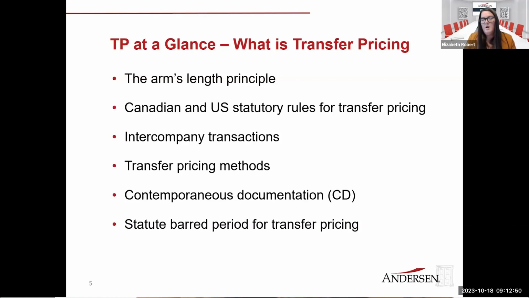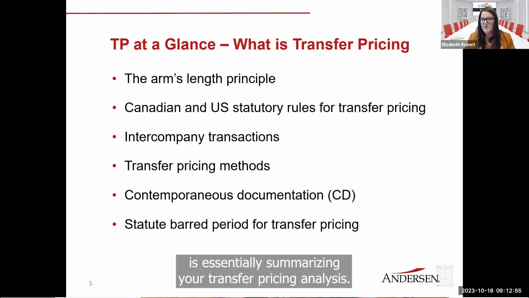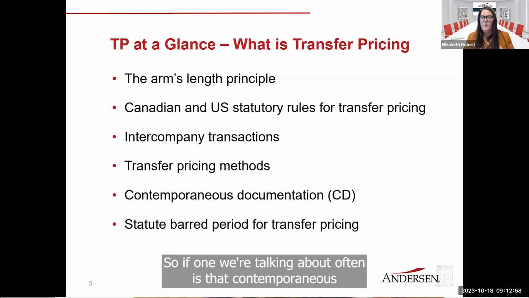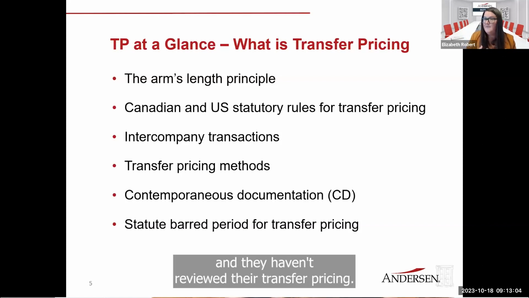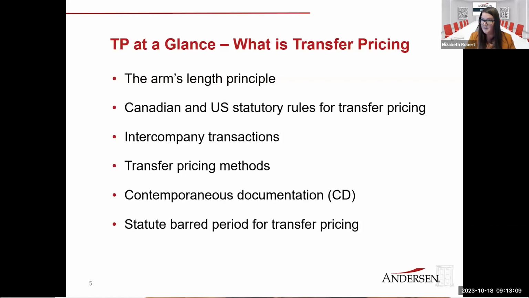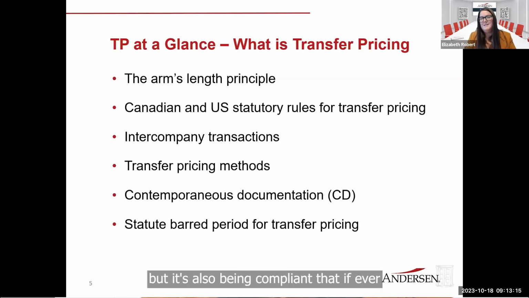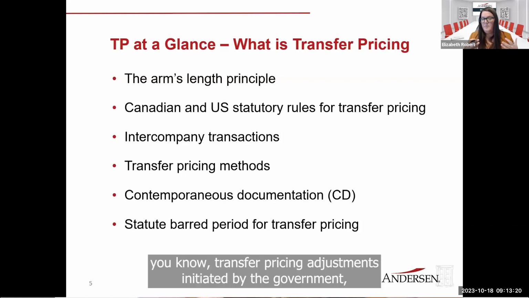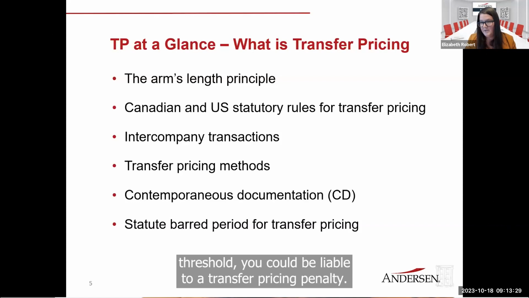Yeah. So, at a baseline, the documentation is essentially summarizing your transfer pricing analysis. So what we're often talking about is that without contemporaneous documentation, they don't have analyses and they haven't reviewed their transfer pricing. So it could mean that they're overpaying or underpaying tax in a certain jurisdiction, right? Which sometimes isn't quite ideal from a business perspective. But it's also being compliant that if ever you are audited and you do end up with transfer pricing adjustments initiated by the government, if that adjustment meets a certain threshold, you could be liable to a transfer pricing penalty.